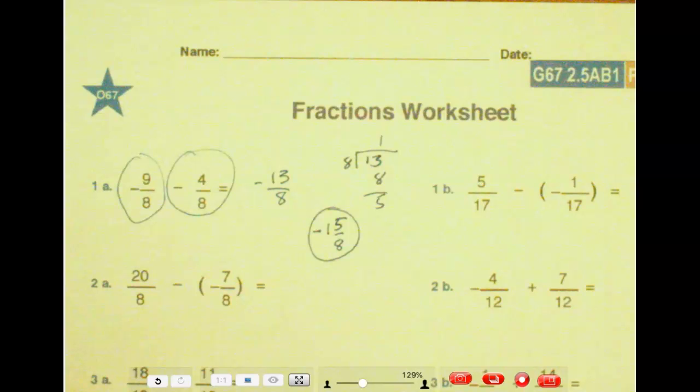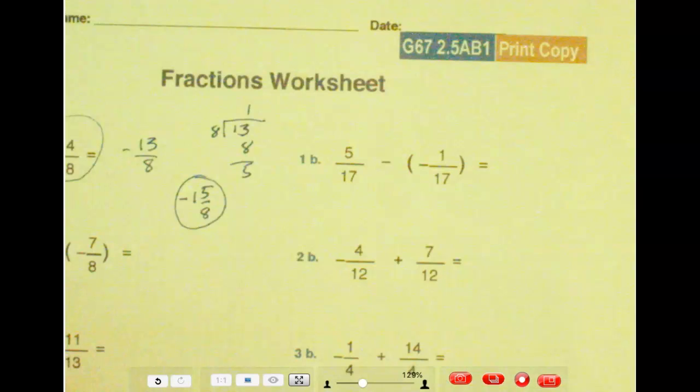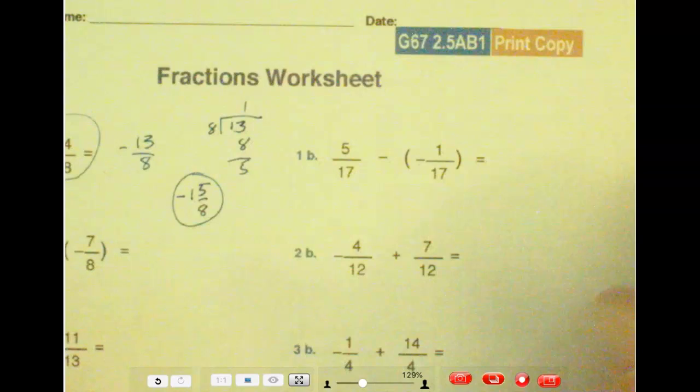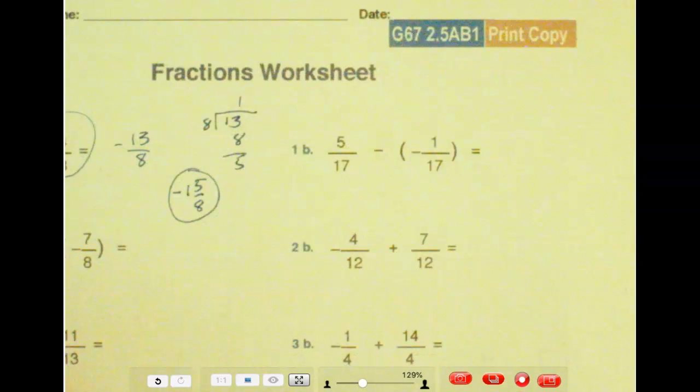Okay? All right, take a look at number 1B. Once again, this is a subtraction problem. I want you to think about it. What's the plan? What are we really doing here? Hit me with the double shot.